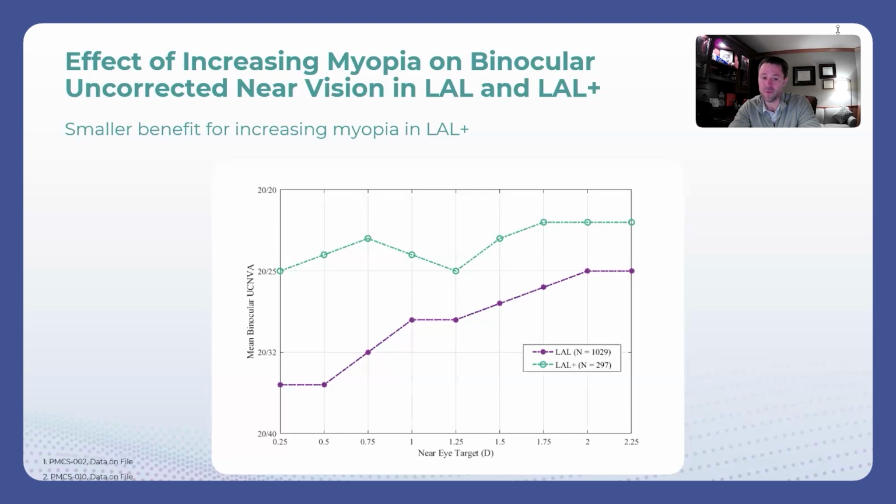So the more myopic you go, the higher the level of uncorrected near visual acuity. That makes sense, right? If you're a -1, it would make sense that you can see better up close versus a -0.5. Now, the LAL plus, because of its asphericity and the depth of focus inherent in it, there is almost a point at which you don't get as much benefit. So there's a bit of a plateau.